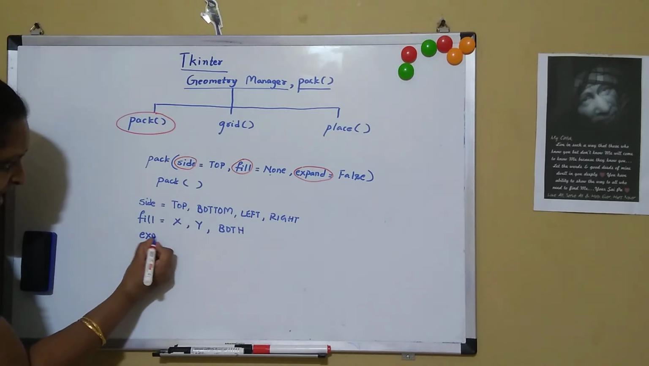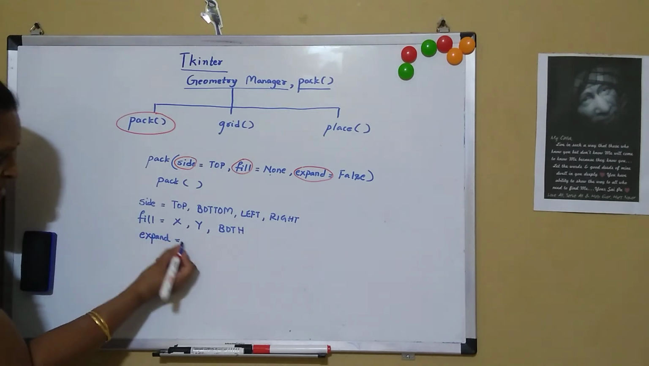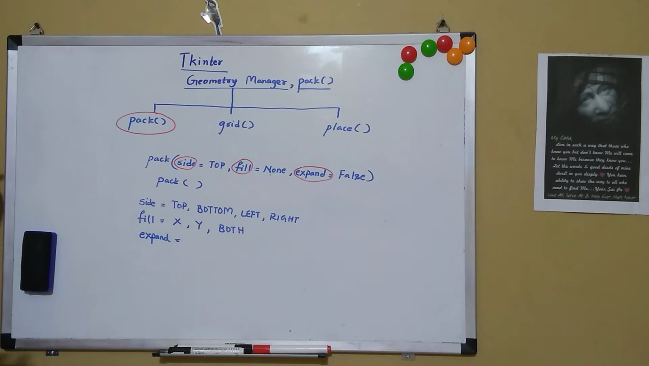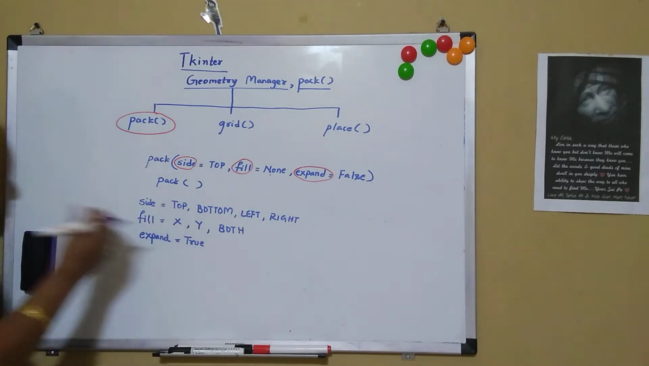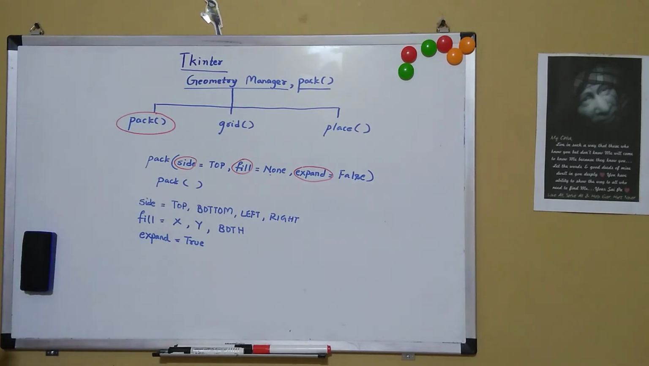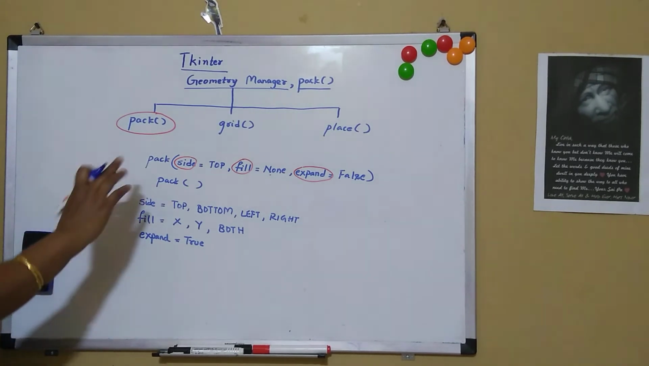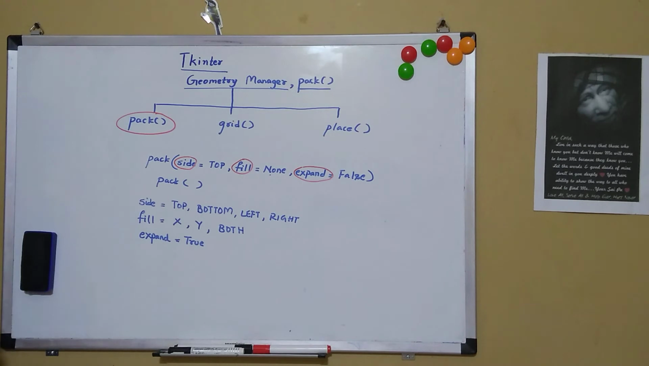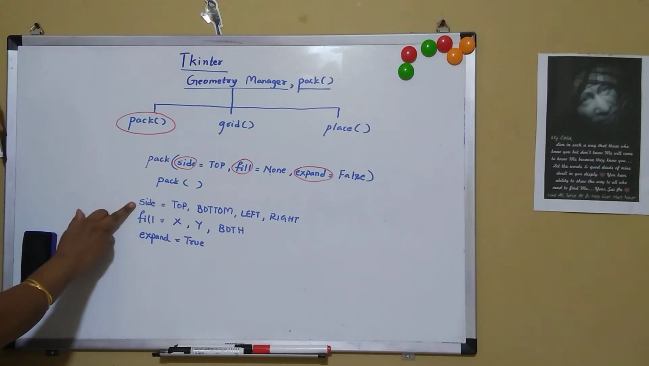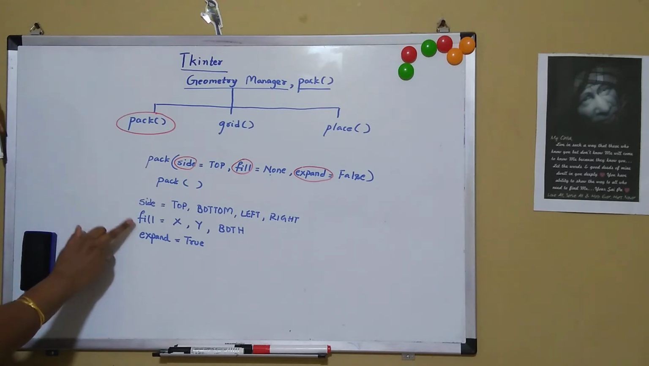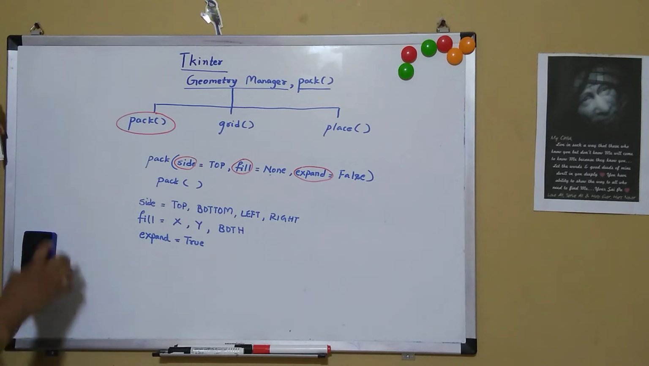Thirdly, we have the expand parameter, which is by default false. So if we give expand equal to true, it will expand to the complete frame. The widget will expand to the complete frame. So these are the 3 parameters which we have in the pack method. One is the side, the other one is fill and the third one is expand.